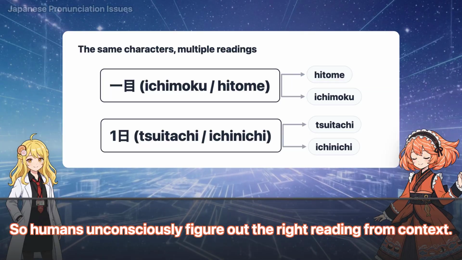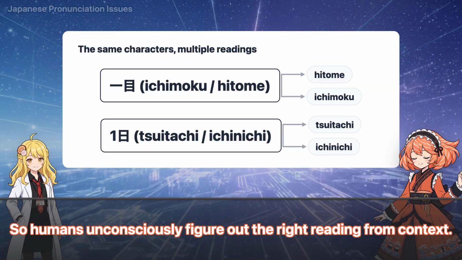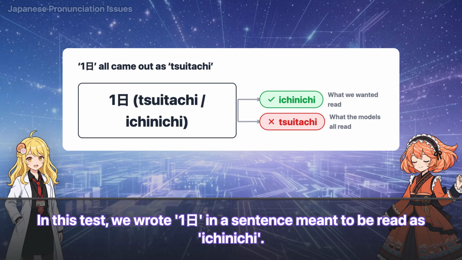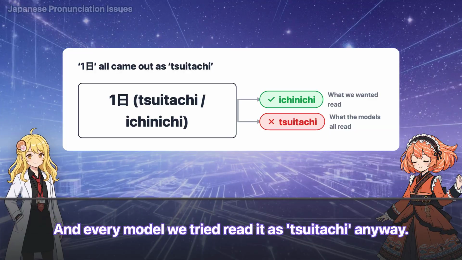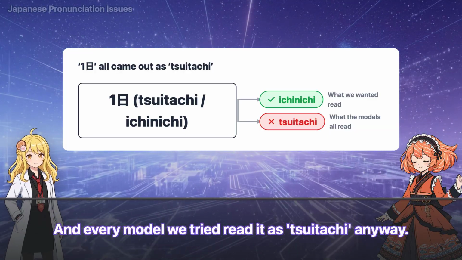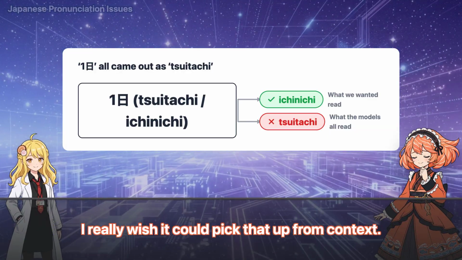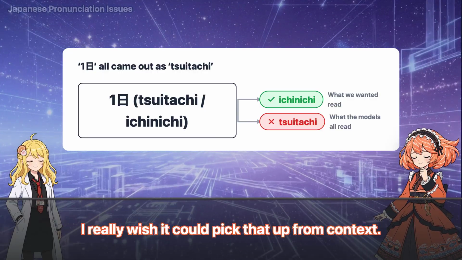So humans unconsciously figure out the right reading from context. In this test, we wrote 1 Chinese letter in a sentence meant to be read as ikinishi. And every model we tried read it as tsuatachi anyway. I really wish it could pick that up from context.